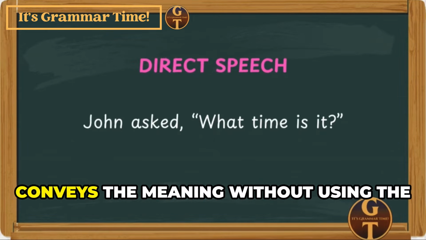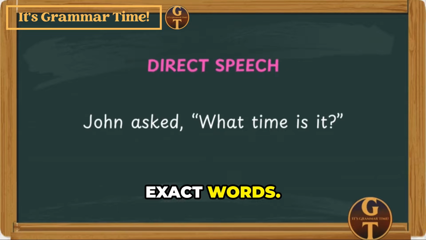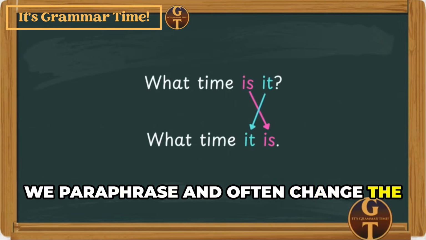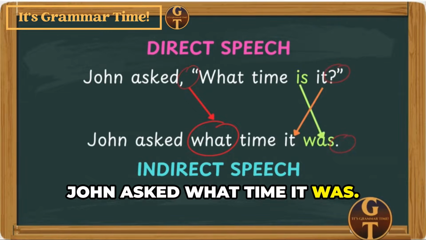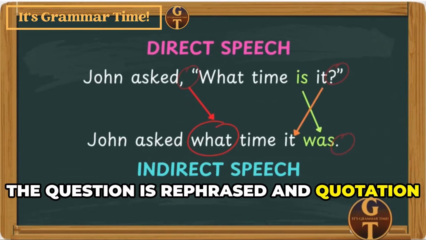Indirect speech conveys the meaning without using the exact words. We paraphrase and often change the sentence structure. For example, John asked what time it was. The question is rephrased and quotation marks are omitted.